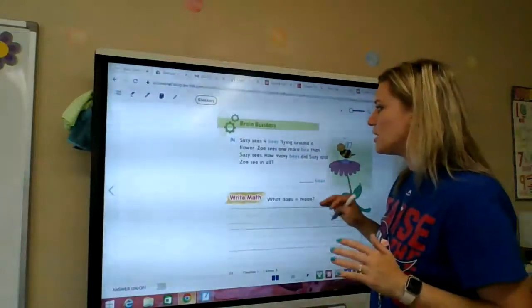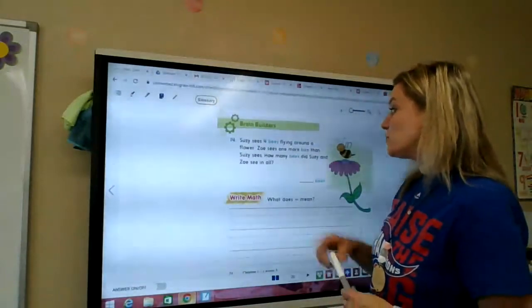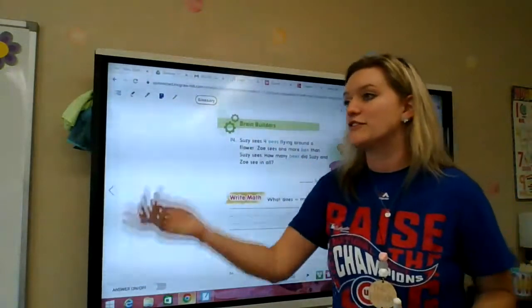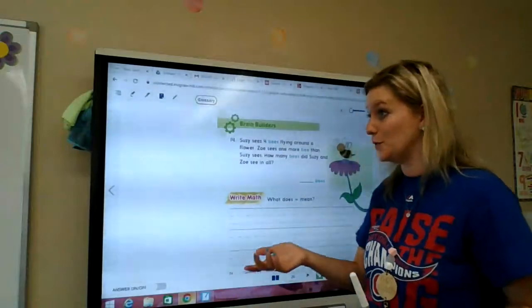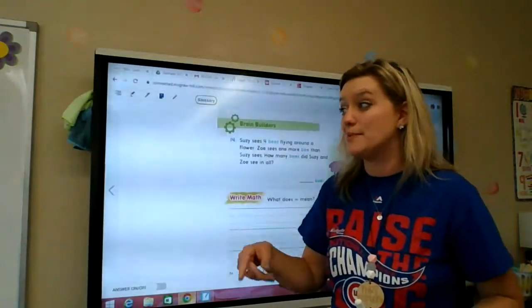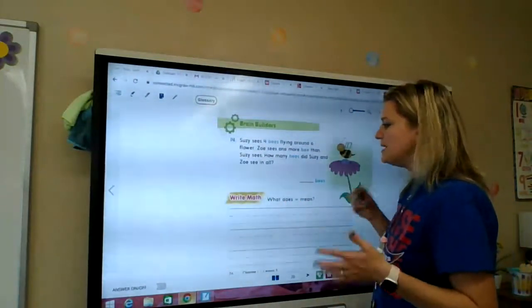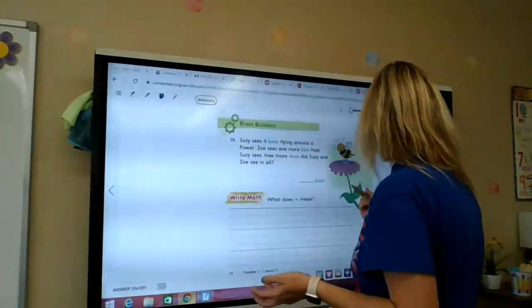Susie sees 4 bees flying around a flower. Her friend Zoe sees 1 more bee than her friend saw. Ooh. So not just 1 more bee. She saw 1 more bee than Susie saw. So we'll have to draw that out. How many bees did Susie and Zoe see in all?